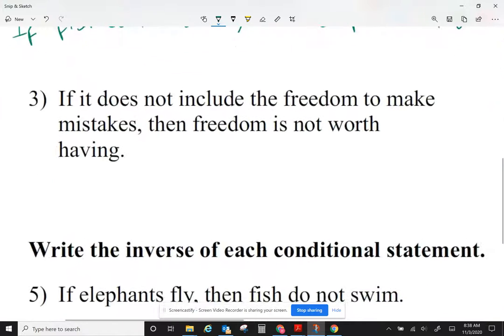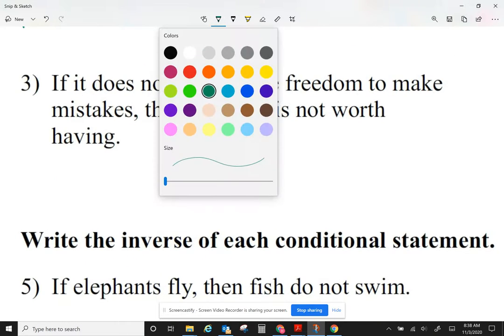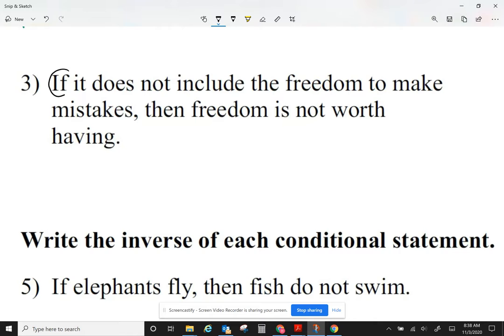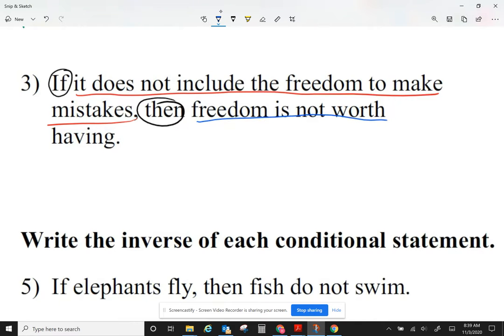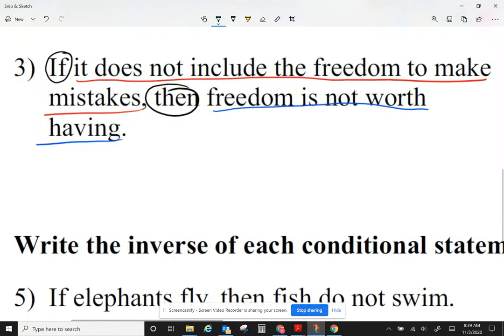All right, let's take a look at number 3 now. Let me identify my if and my then part to begin with. If it does not include the freedom to make mistakes, then freedom is not worth having. The if part happens to be the hypothesis. The then part is the conclusion. Now, for the converse, the hypothesis and conclusion are going to switch places. So the hypothesis becomes the conclusion, and the conclusion becomes the hypothesis.